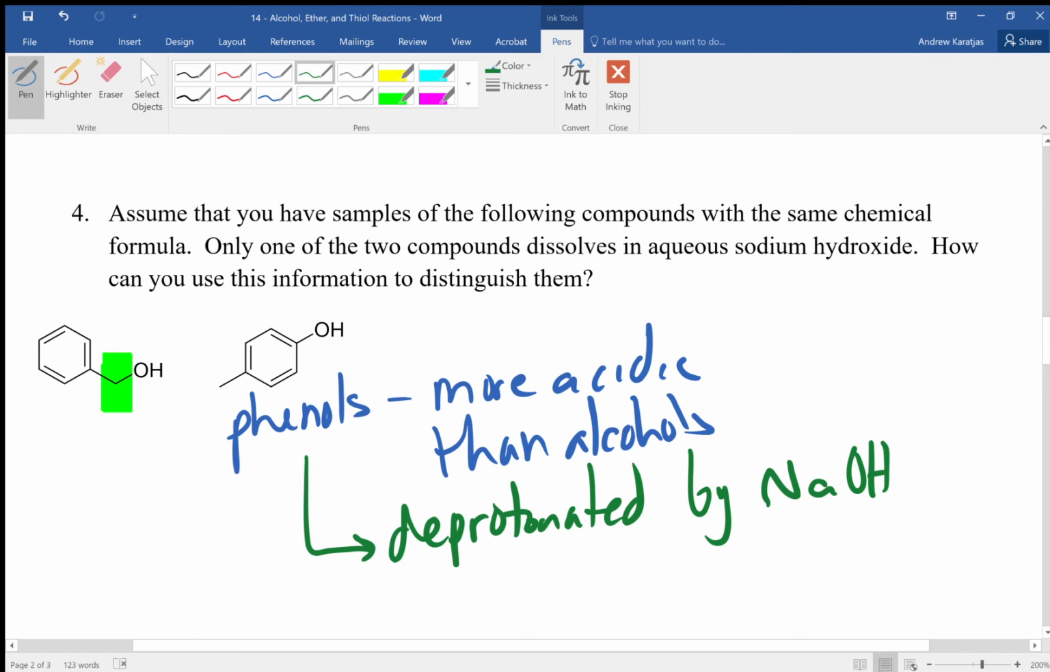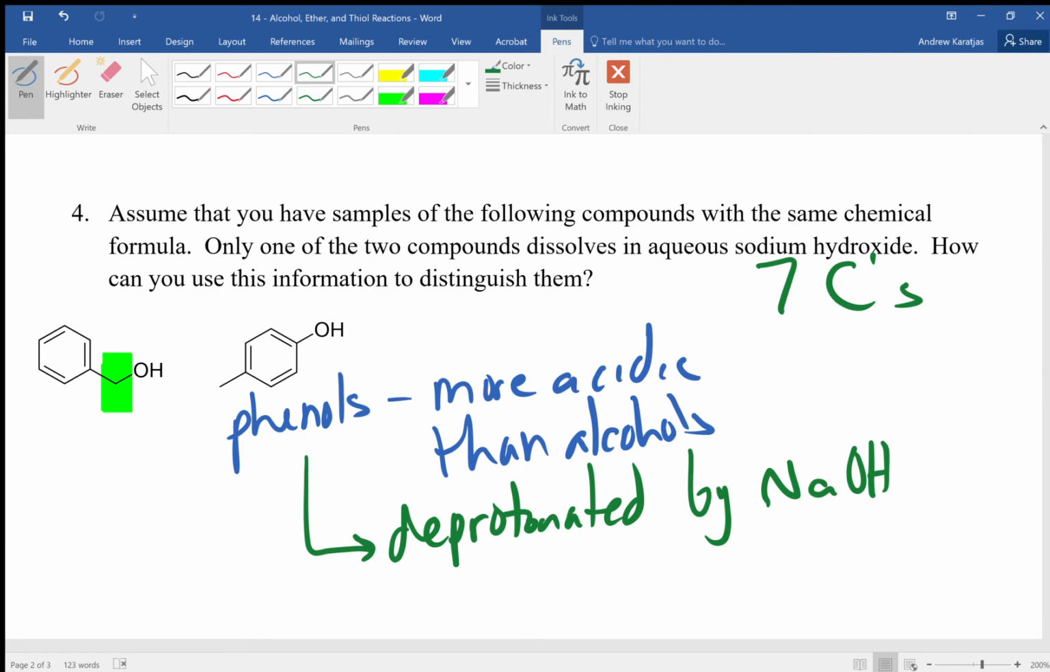So how does this help us to answer the question? Well, are alcohols water soluble? As we've learned, the answer depends. What does it depend on? It depends on how many carbons they have. Both of these molecules have 7 carbons. So in general, they're not going to be water soluble.